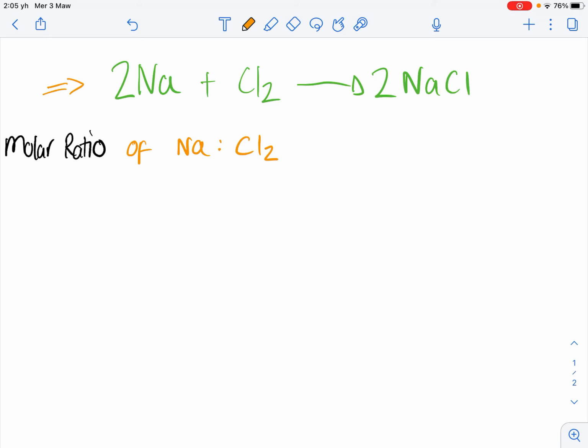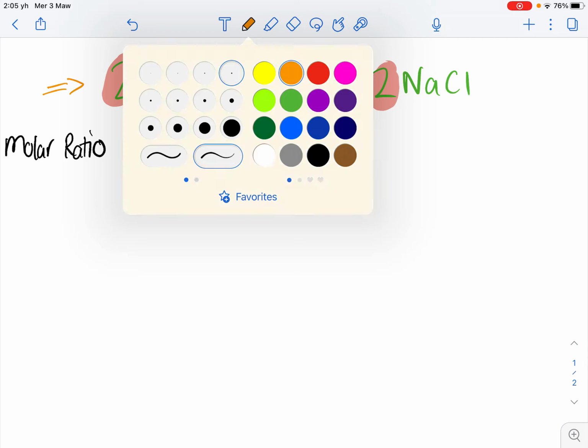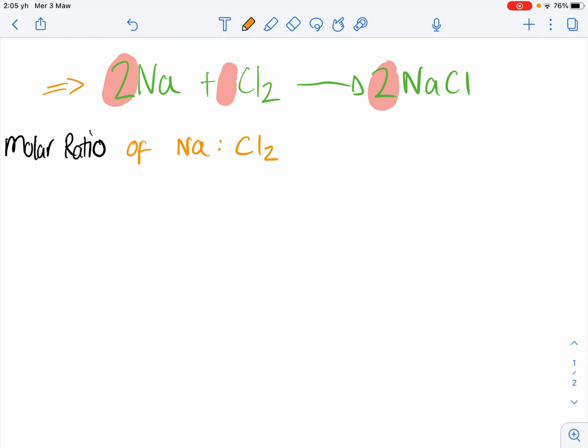to chlorine. So what I'm going to do is I'm going to look at what we call these coefficients. I'm going to highlight these in a different color. So the coefficients are the large numbers in front of the different chemicals in a chemical equation. So we're looking here specifically at sodium and chlorine because that's what we're finding out, the molar ratio between Na and Cl2. So when I look at the coefficient in front of Na, sodium, I see a 2.